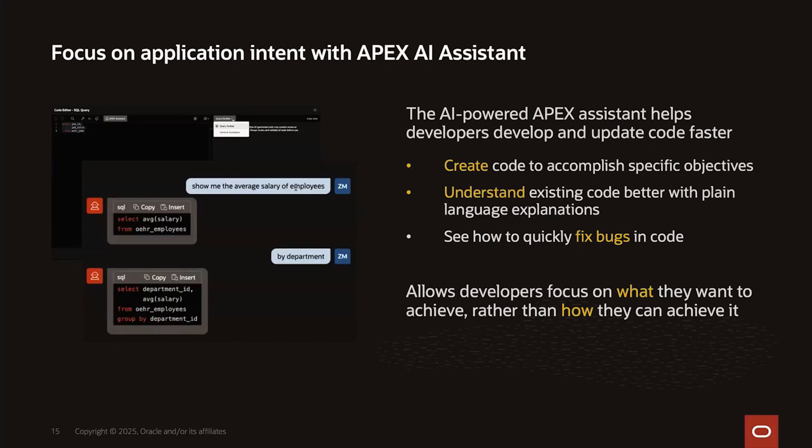Another feature I wanted to mention was Apex AI Assistant. When you're working inside Apex and you need to write some SQL, sometimes you need help understanding some legacy PL/SQL or figure out why something isn't working. And this is honestly the step that I would always get stuck on. But now you can ask AI Assistant for help. You might say something like, show me the average salary of employees by department, and the AI assistant will instantly write the SQL for you. And if you needed help understanding what a piece of code is doing, it'll explain it in plain English. And also, if you run into a bug, no problem. Apex AI Assistant can help suggest a fix for you. So this really helps developers focus on what they want to achieve rather than getting stuck on how to write each line of code.